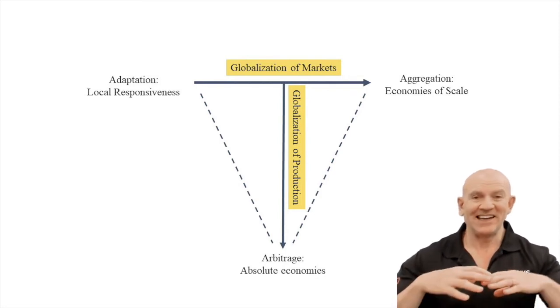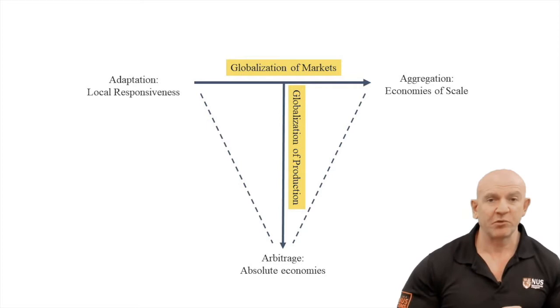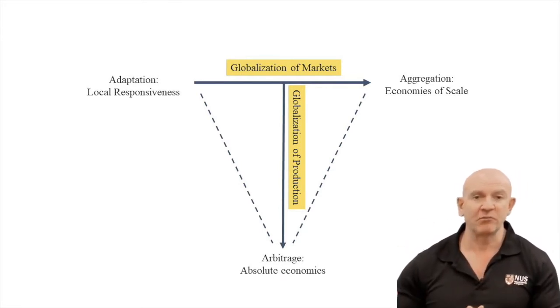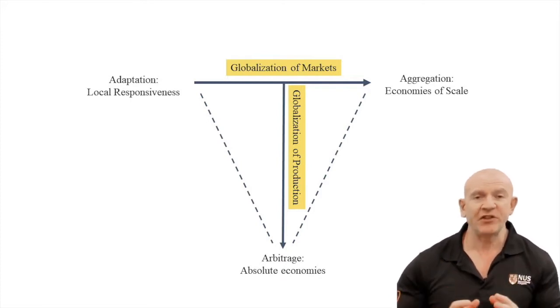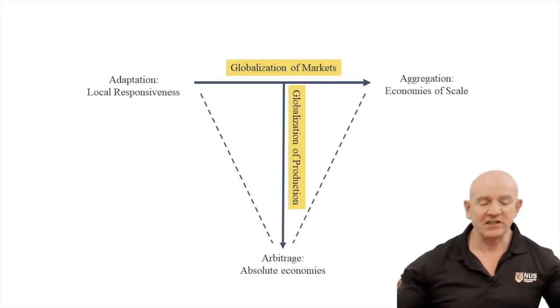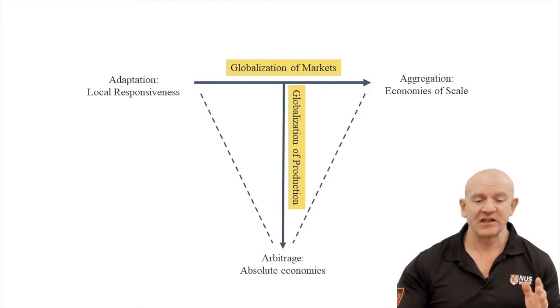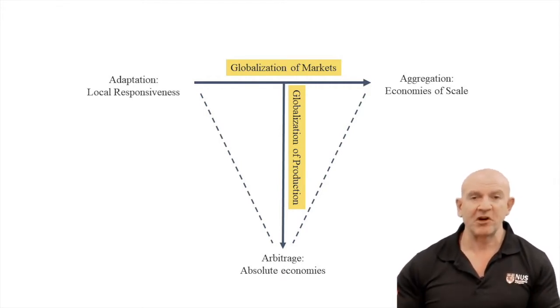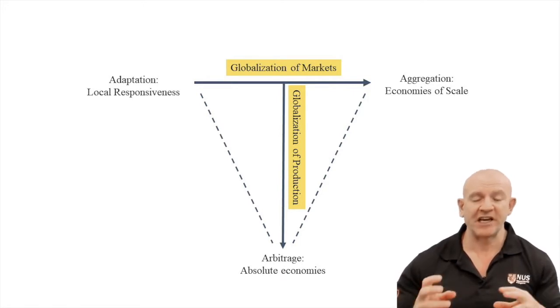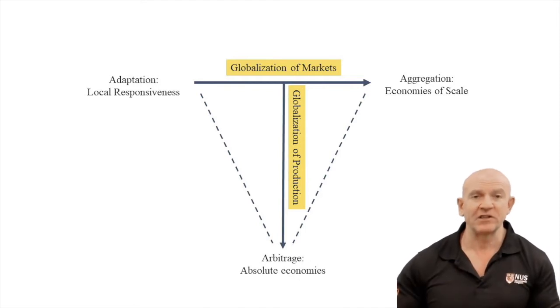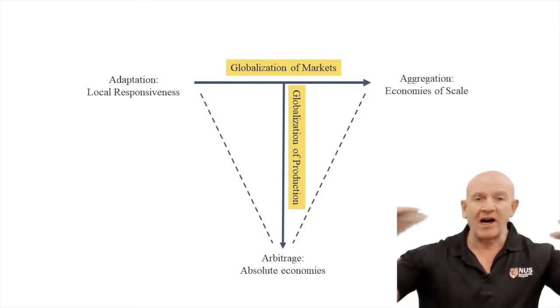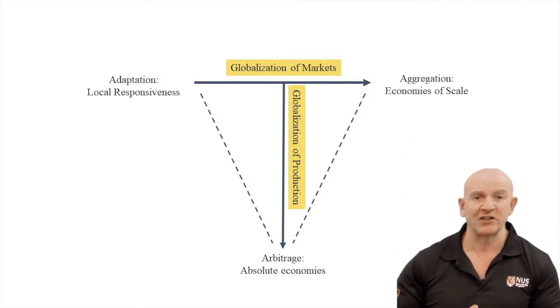And the idea is that adaptation is a locally responsive approach, whereas aggregation is the economies of scale approach that can happen when we have a globalization of various elements of the multinational firm's activities. Is this everything? Is it all about aggregation, flatness, or adaptation, spikiness? And the idea is no. There's something else we can think about, which is arbitrage, which is about gaining absolute economies in the productive activities of the multinational firm. So we don't only think about why we globalize across markets, but we also think about globalization of production.